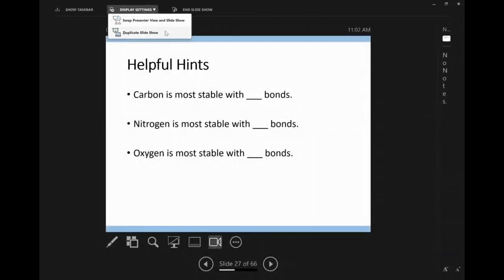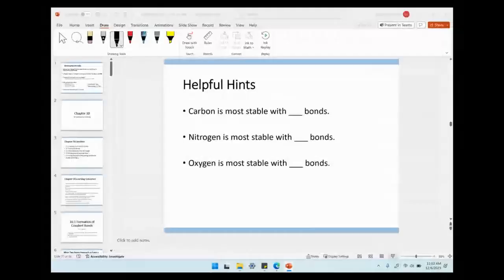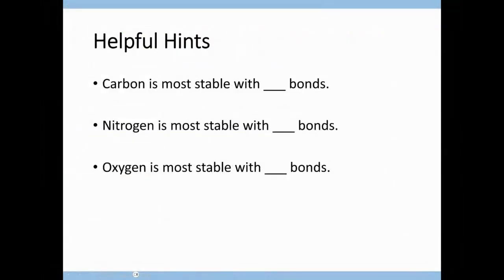All right, so we talked about drawing Lewis structures. And remember, elements will form covalent bonds to close their valence shell. So we already talked about carbon and oxygen. Carbon has 4 electrons in its valence shell. It needs 4 more to have a full shell, 8 electrons. So carbon typically makes 4 bonds. It's most stable when it has 4 bonds. For the same reasons, nitrogen is most stable with 3 bonds and oxygen is most stable with 2 bonds.